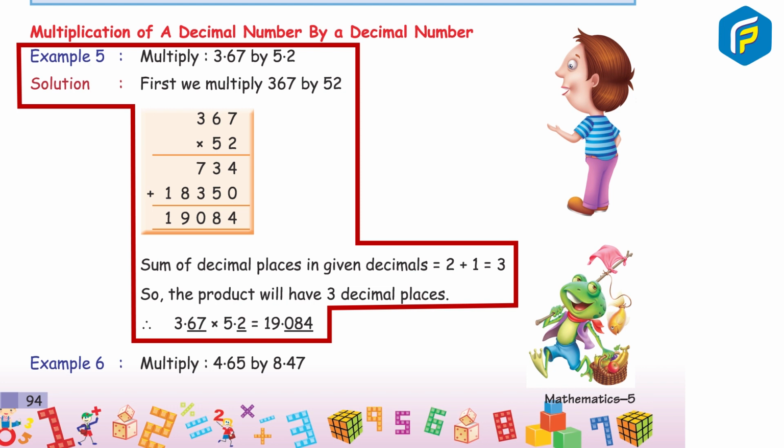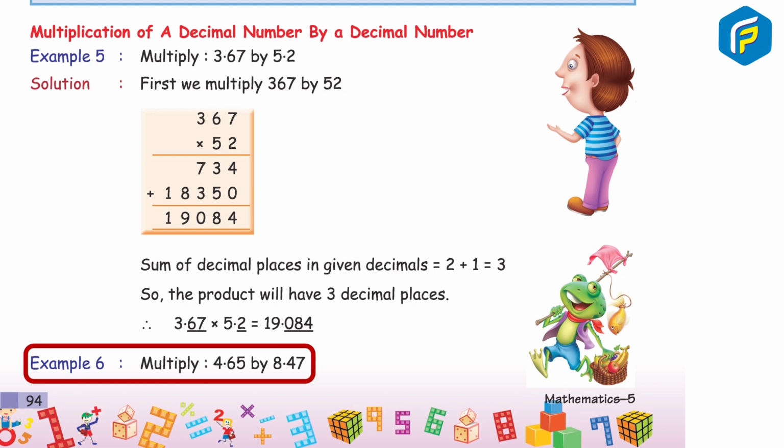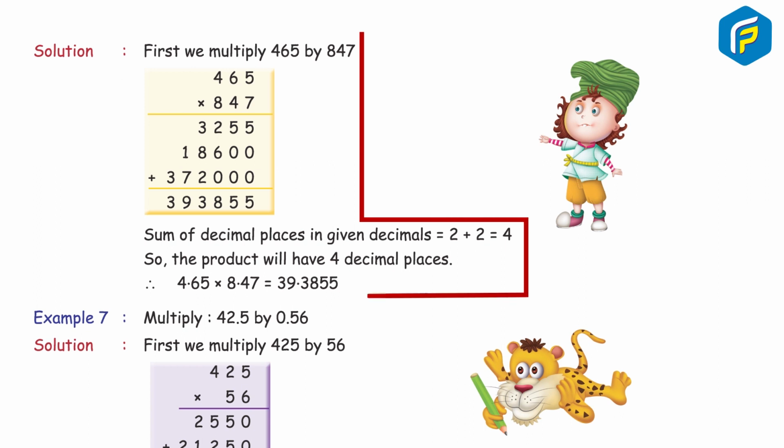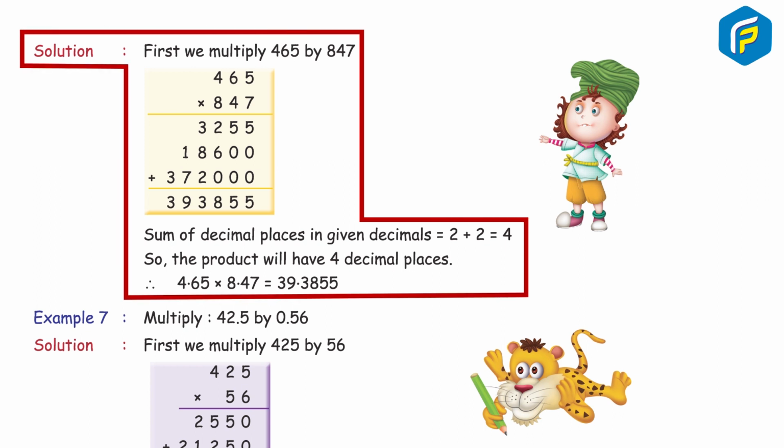So the product will have 3 decimal places. 3.67 into 5.2 is equal to 19.084. Example 6. Multiply 4.65 by 8.47. Solution. First, we multiply 465 by 847. Sum of the decimal places in given decimals, 2 plus 2 equals 4. So the product will have 4 decimal places.